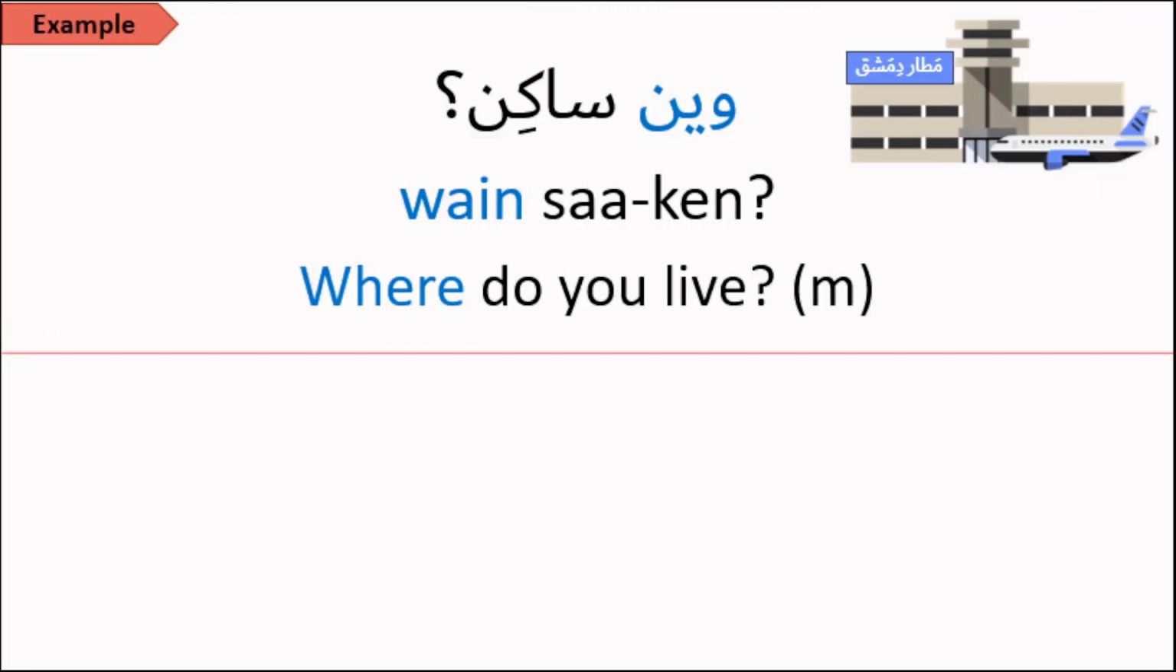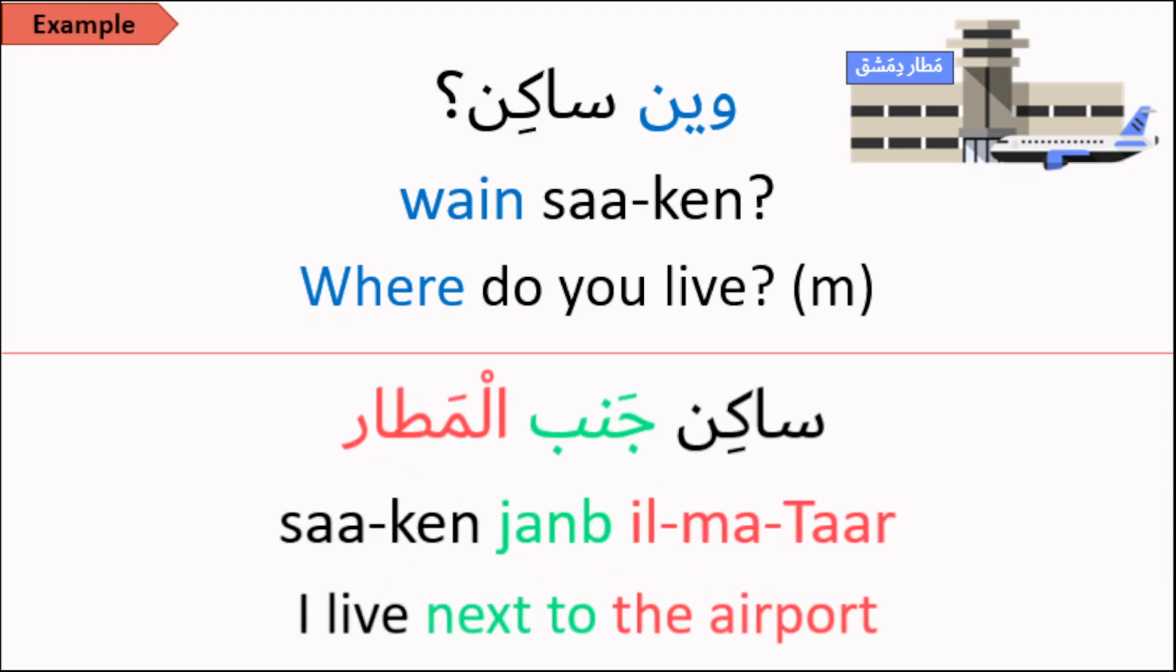Example talking to a man. وين ساكن? Where do you live? The reply is ساكن جنب المطار. I live next to the airport. Now I will say both of them. وين ساكن? ساكن جنب المطار.